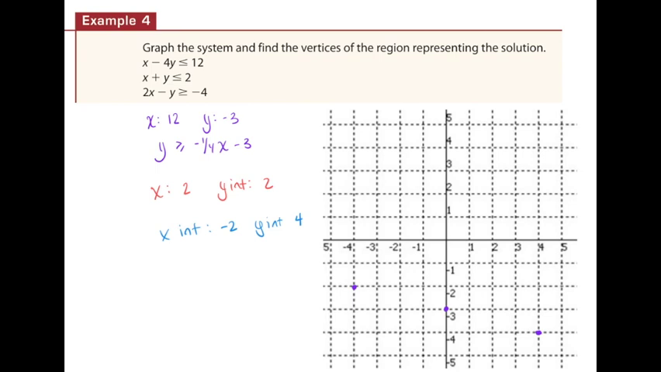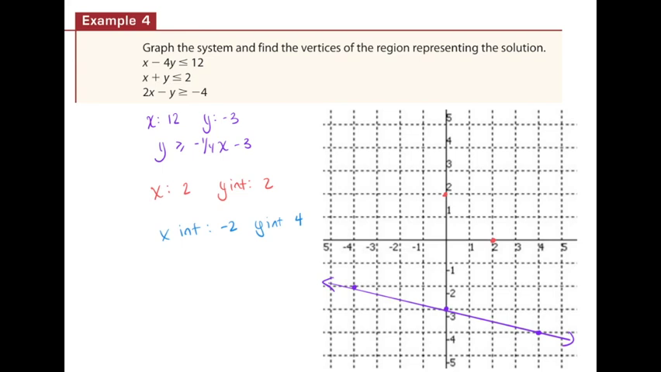So I'm going to do this just the same way. And I'm actually going to wait to shade this guy. You can shade as you go, but I'm going to wait at the end and shade. Here I have x and y intercept of 2. So positive 2 here, positive 2 here. This is also going to be a solid line.